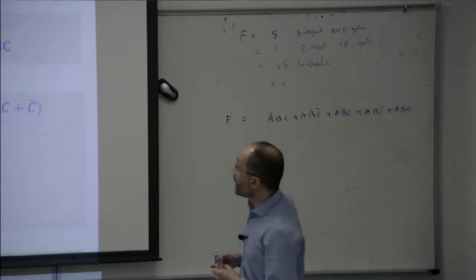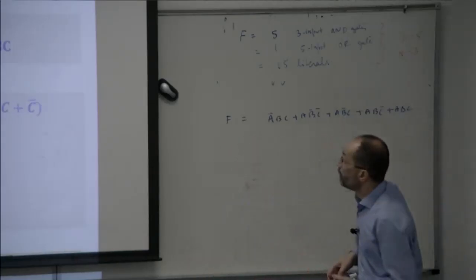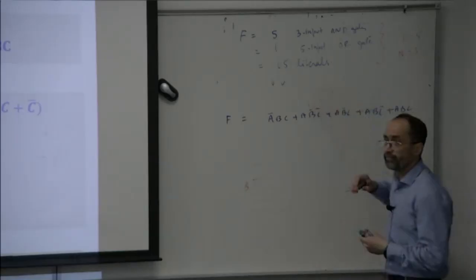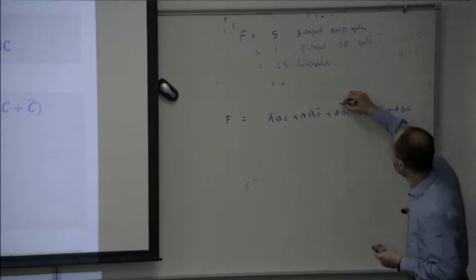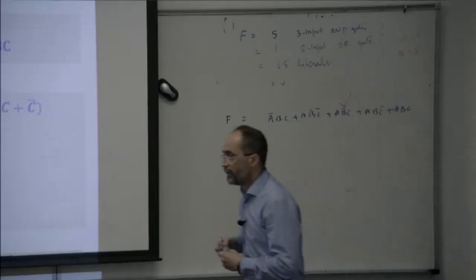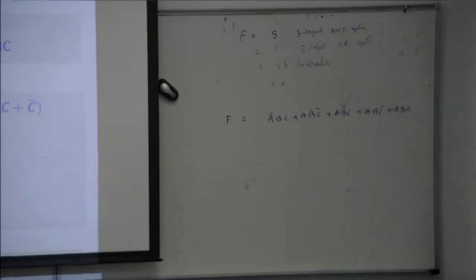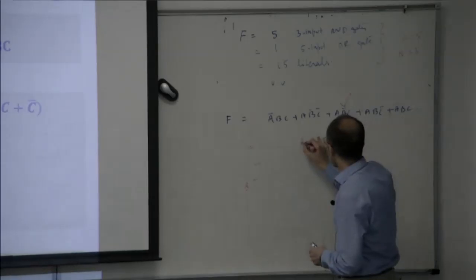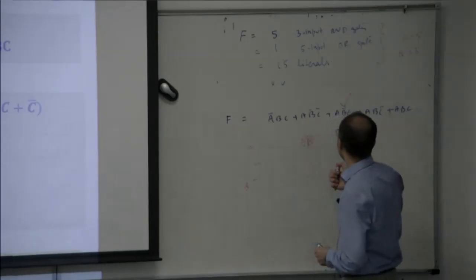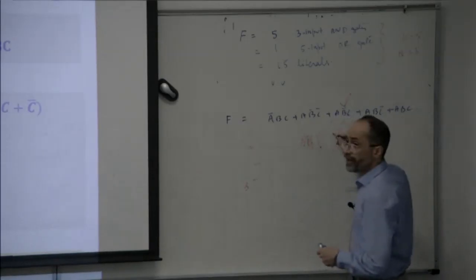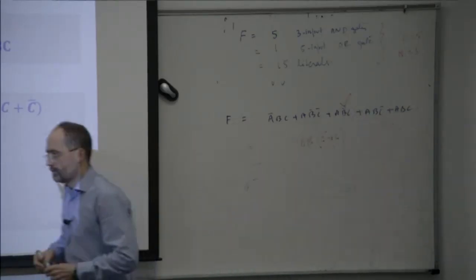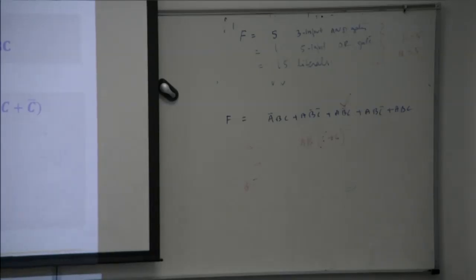Okay, now can we rewrite this? Which one is common? What is common? AB' is common. Where is AB'? This term and the next term. These two terms have it in common. When these two terms have it in common, what can we do? So we can say AB' times (C' plus C). Yes? Am I right or not?